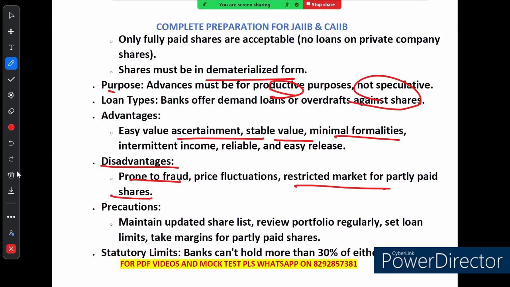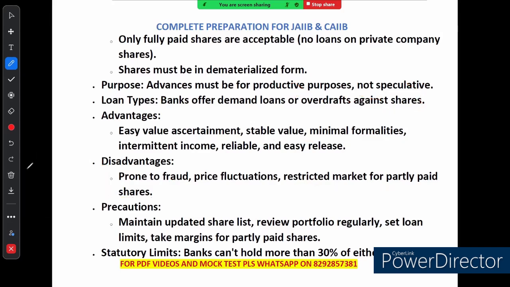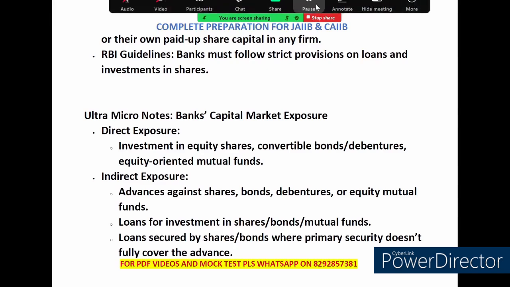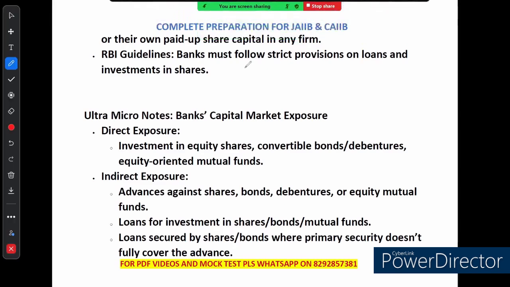Now what are the precautions that banks should take? See, banks need to be careful while lending against share. They maintain an updated share list, regularly review the portfolio, and set a limit on how much can be borrowed. They also take margin, which is for partly paid share, to reduce the risk. And one thing you must remember, a bank can't hold more than 30% of their own or any company's paid up share. Remember this, very important. RBI guidelines say all loans and investments in share must follow RBI guidelines, which set a strict provision to protect the bank.